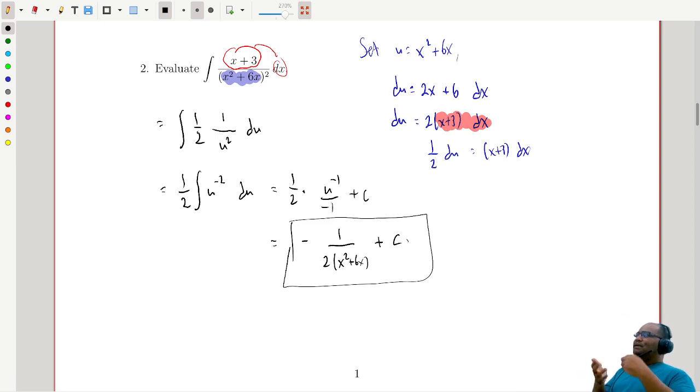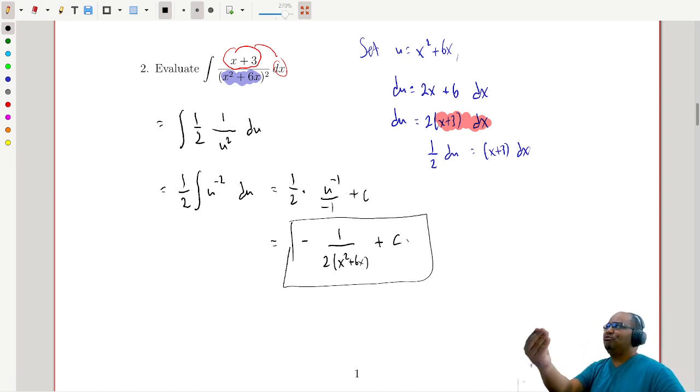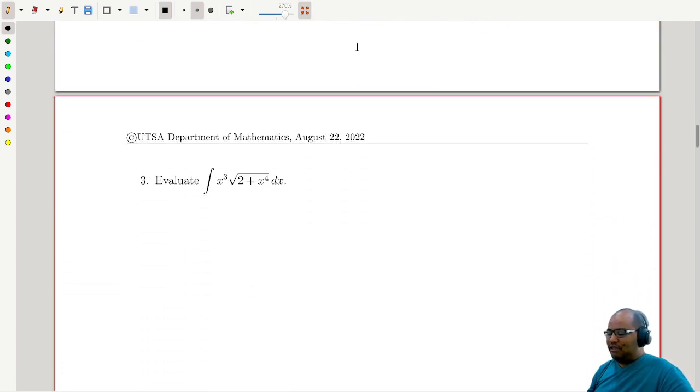Okay, so again, that's how the substitution rule works. It's the chain rule in reverse. We're unlinking the chain. We're getting an easy problem out of a hard problem. Again, watch out for your exponent rules here. All right, let's keep going here.